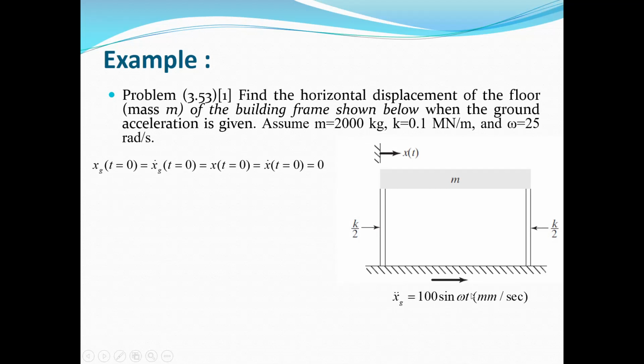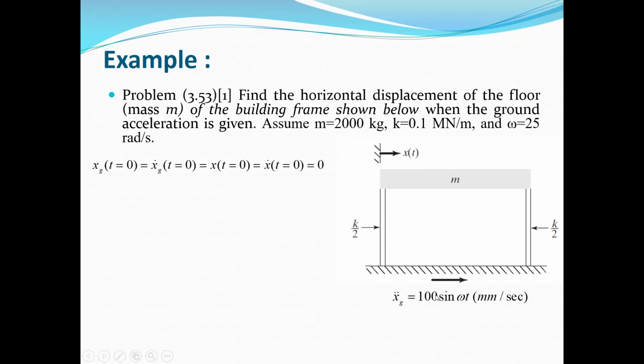So from the initial condition of the base excitation and also the equation for the acceleration, we can extract the displacement of the base, or the base excitation displacements. So we want to find the horizontal displacement of the floor. The purpose of this example is to obtain this x(t) as a function of time of the building frame shown below when the ground acceleration is given. So we have this ground acceleration.